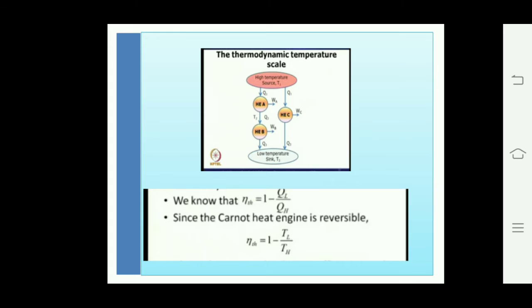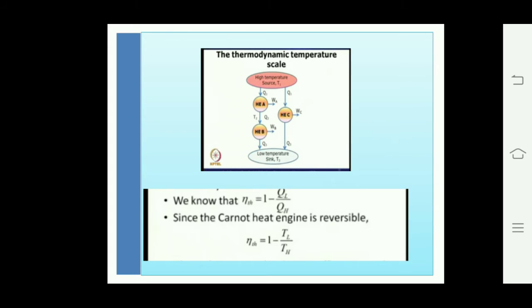So that is the thermodynamic temperature scale in a reversible engine, using 3 reversible engines. Hence, for thermal efficiency, we have a formula. Thermal efficiency is equal to 1 minus QL over QH. QH is the amount extracted from the heat source, and QL is the rejected or waste energy. So 1 minus QL over QH.